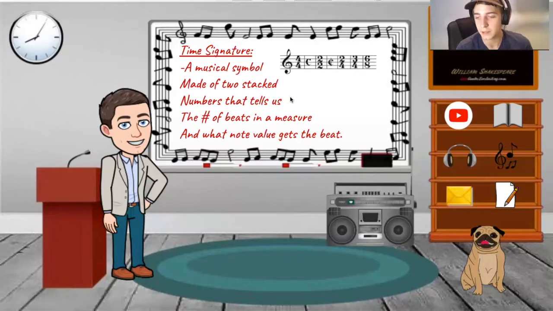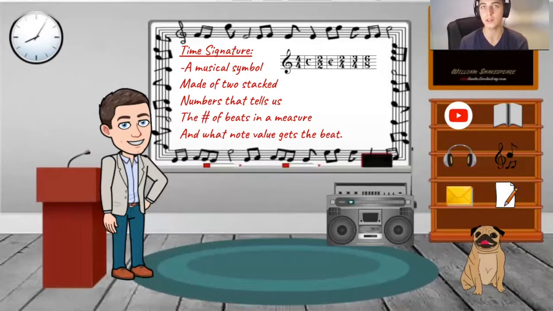And yeah, time signatures. Okay, so the most common one you're going to come across is this first one, 4/4, and we'll use that as an example. So a time signature is a musical symbol that's made of two stacked numbers that tells us the number of beats in each measure and what note value gets the beat.